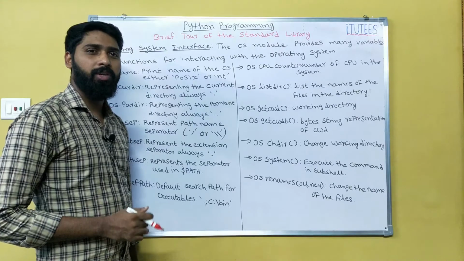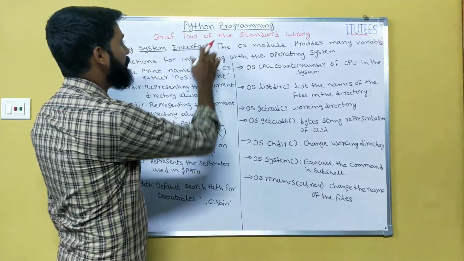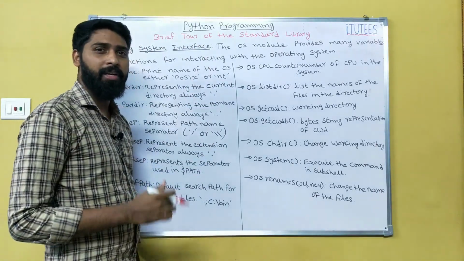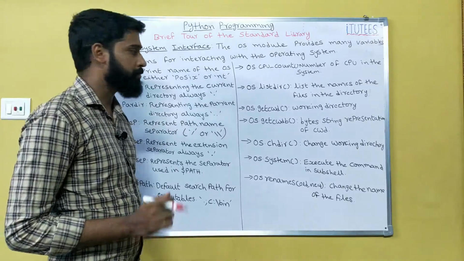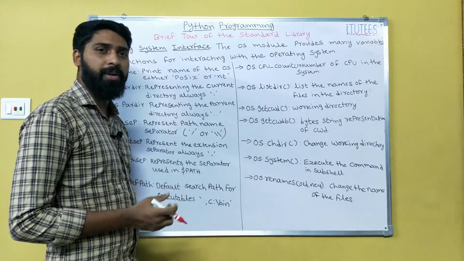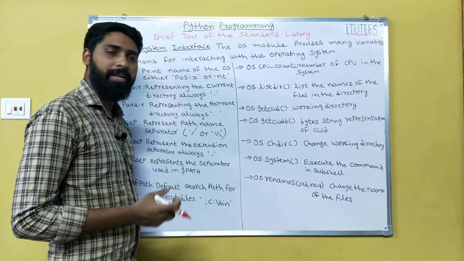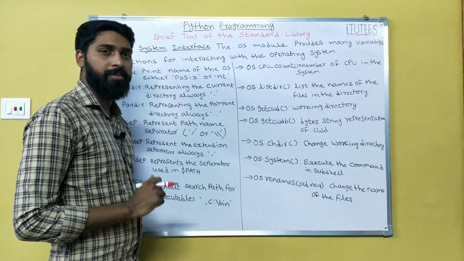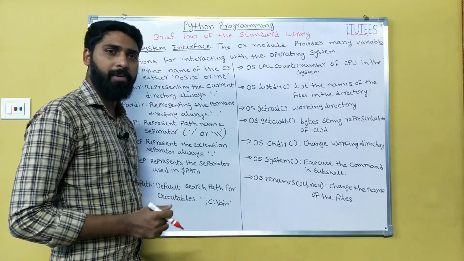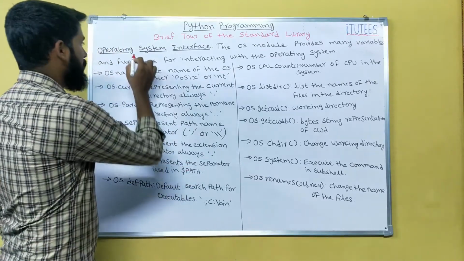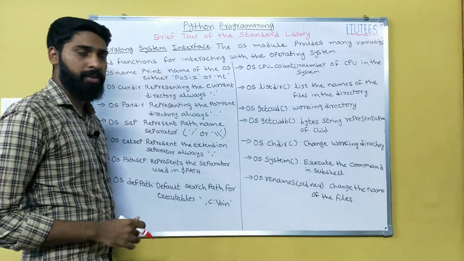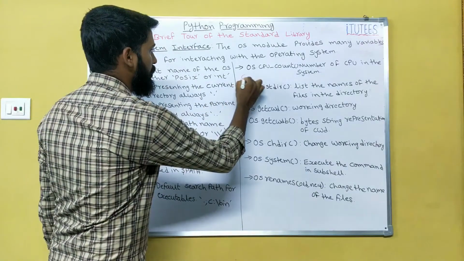In this class we are going to discuss a brief tour of the standard library available in Python. In Python, many predefined libraries are available. By using these libraries, we can write programs very easily. In that, the first library is os, the operating system interface. The module name is os.